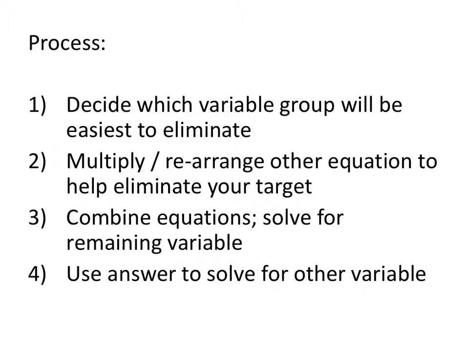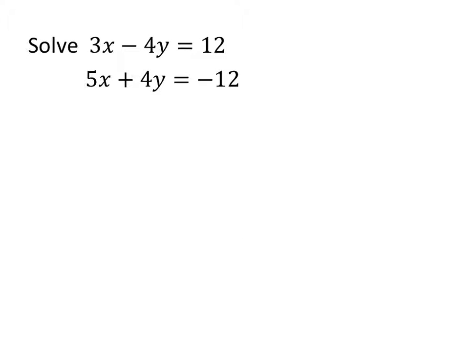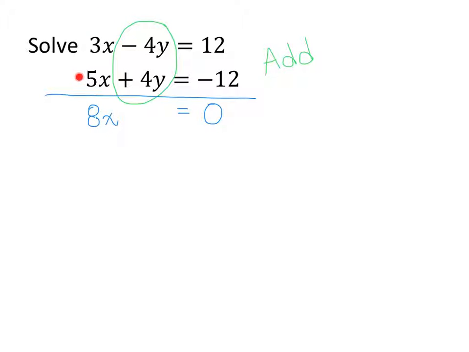Let's take a look at some examples. In this first system of equations, we notice that we have negative 4y's and positive 4y's. Adding these two equations together is going to cause us to have 0 y's. Let's see what happens. When we add 3x's and 5x's, we end up with 8x's. Those negative 4y's and positive 4y's add up to 0 y's, and we don't need to bother to write that part down. Negative 12 and positive 12 add up to 0. So now we know that 8x is equal to 0, and we can quickly solve for x.